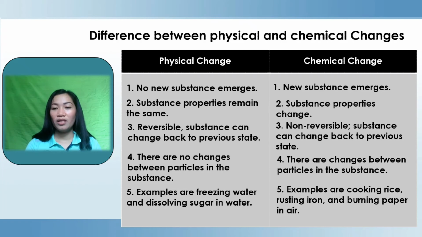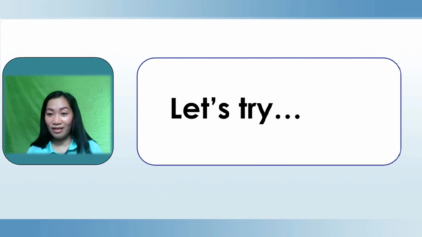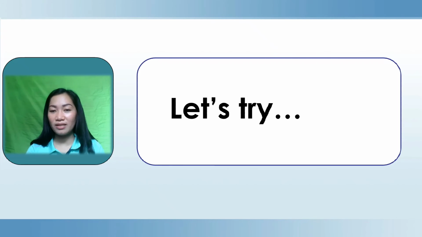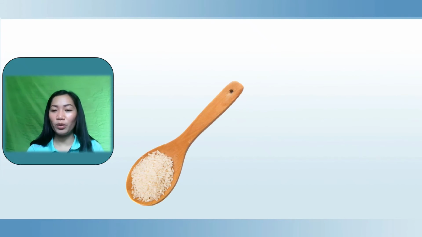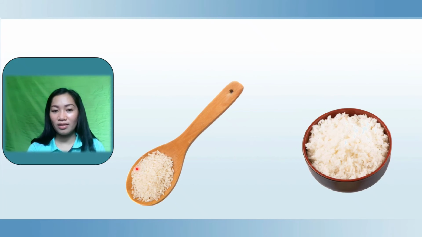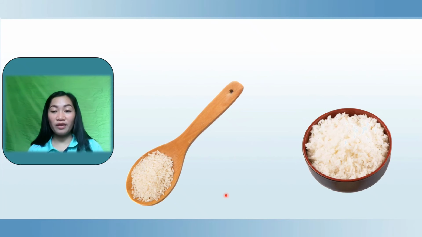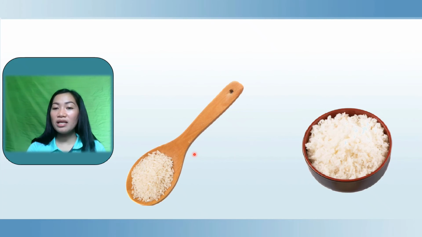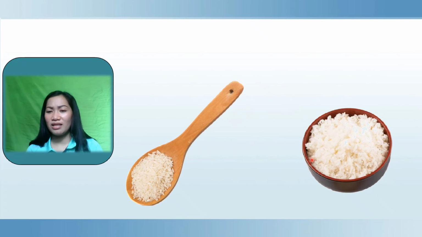Very good. And now let's try it, to see if you really understood the difference between physical change and chemical change. First example, we have the raw rice and the cooked rice. From the raw rice, it becomes edible rice, soft and cooked. So what happened? Is it a physical change or a chemical change?